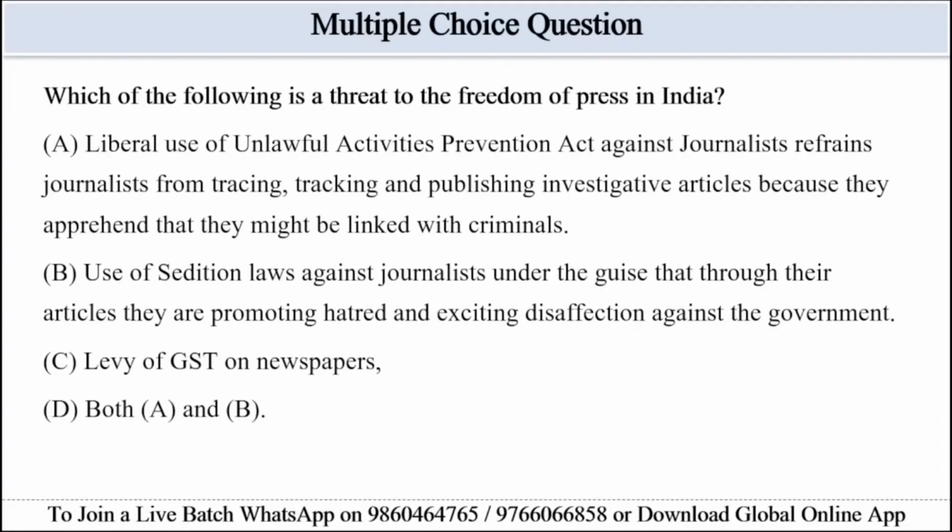In case of option B, use of sedition law against journalists under the guise that through their articles they are promoting hatred and exciting disaffection against the government. The passage explicitly mentions sedition being used against journalists and media organizations to suppress freedom of speech, so both A and B reflect the threat discussed in the text. Hence, this combines the two practices that the passage itself treats as dangerous for press freedom. Hence, option D, both A and B, will be the correct answer here.